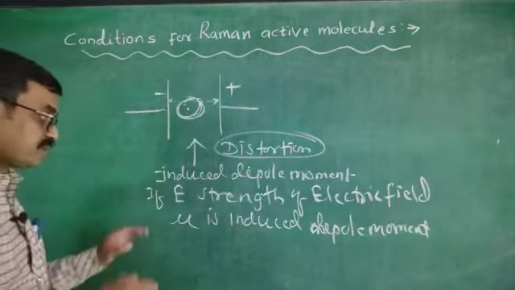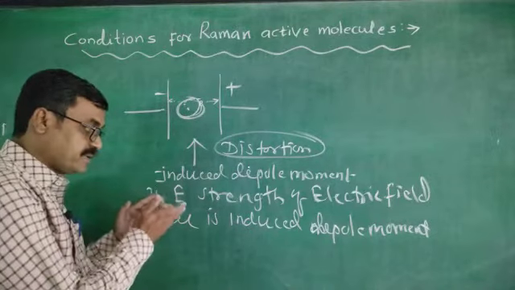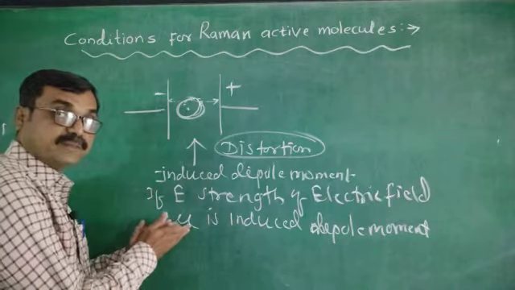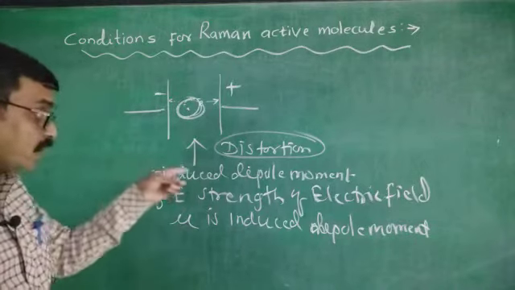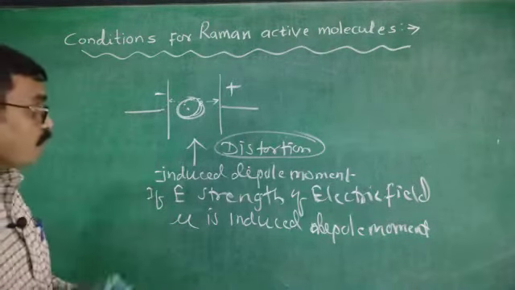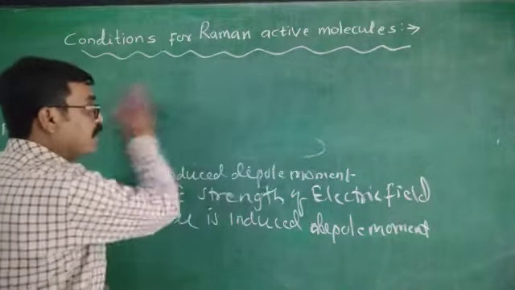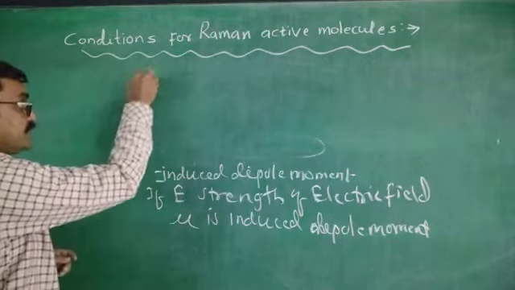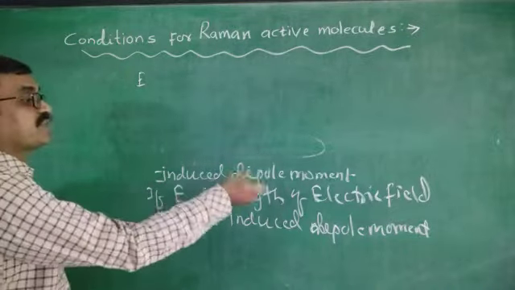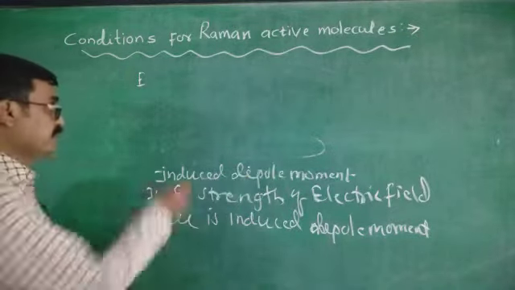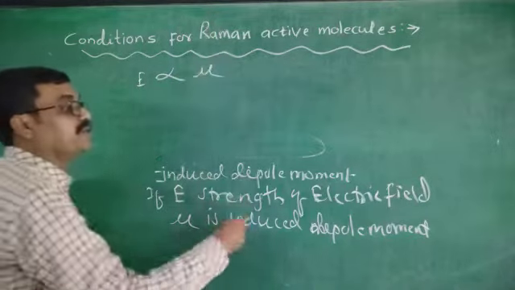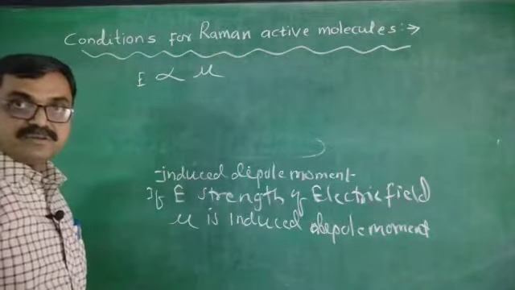Okay. Now, due to application of this, there will be dipole moment induced, and one can say the molecule is polarized. Now, at this stage, what happens? The magnitude of the strength of the electric field, that is E, is directly proportional to the induced dipole moment.